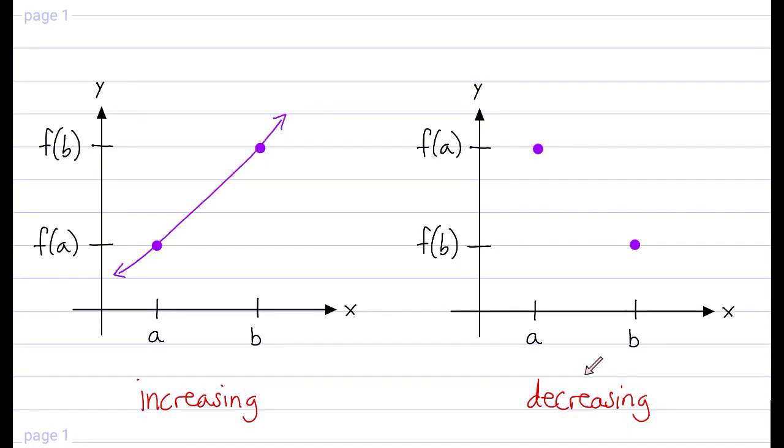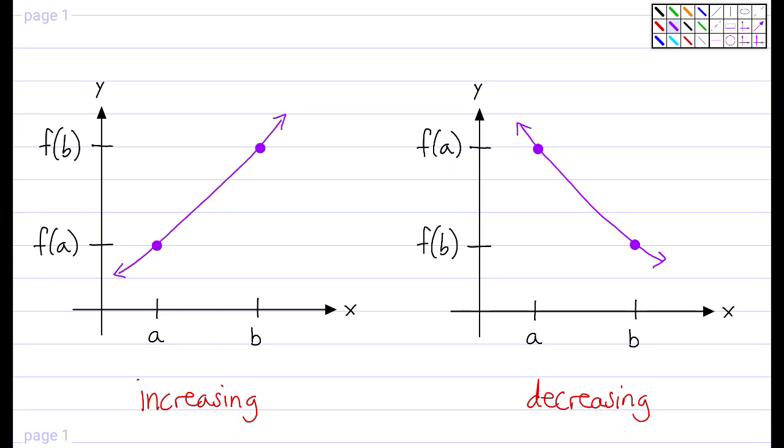Similarly, if I have a less than b again on some interval, and this time f of a is bigger than f of b, well, that's what we call a decreasing function. Let's see if I can draw that this time. So that's the picture of an increasing function and a decreasing function on some interval of x. In this case, I've drawn it from, let's say, 0 to 10.